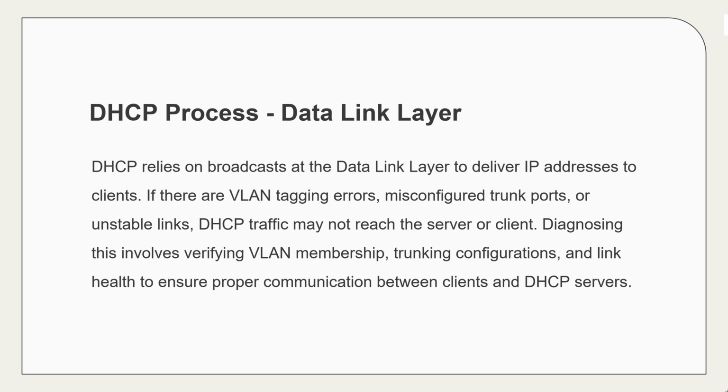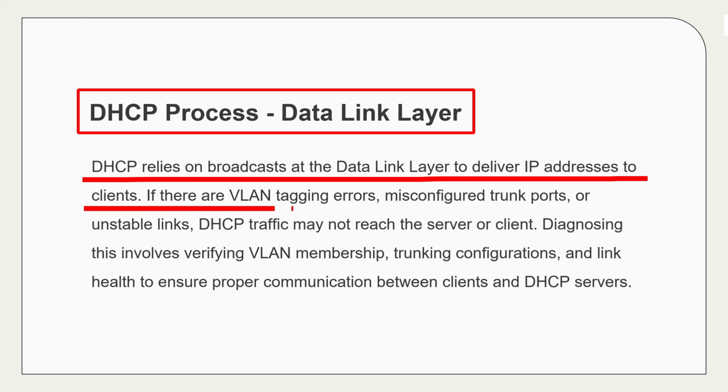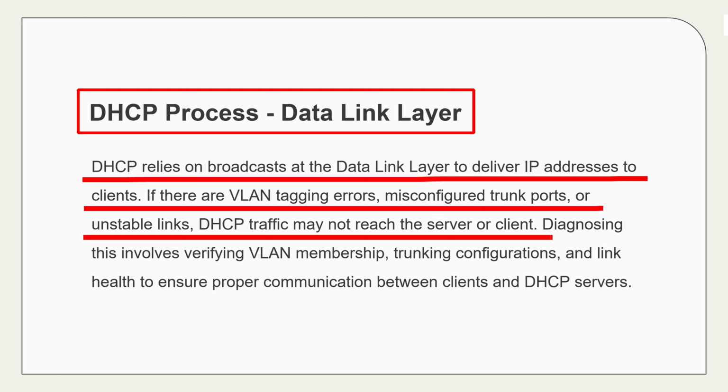The knowledge points of this question are: DHCP communication and Layer 2 issues. DHCP relies on broadcasts to work, so VLAN or trunk issues can block it. If devices aren't getting IPs, check VLAN tagging, port configs, and connections between the server and clients.